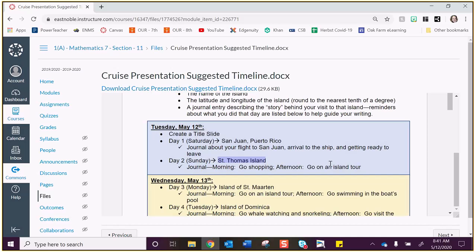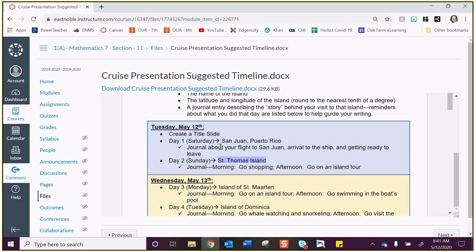In the afternoon, you went on an island tour, so you can write about that. Now, as you're journaling, you might ask, what are your expectations? Well, journal entries are usually longer than 2 or 3 sentences, so I want you at least to have a paragraph. Remember that a good paragraph is 5 to 7 sentences.